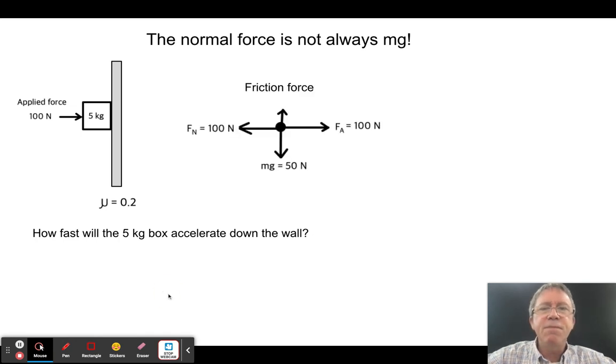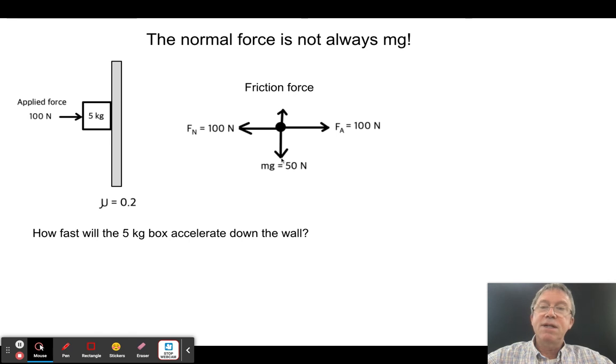So let's just do a free body diagram. I know that the gravitational force pulling down on this, which is what's going to make it accelerate down the wall, is equal to mg, which in this case is 5 times 10, which is 50. I know that I'm applying a force of 100 newtons to the right towards the wall. And there's an action-reaction pair happening here because this force is acting between these two objects. So the wall is going to push outwards on the box with 100 newtons of force. So this is my normal force, not this.